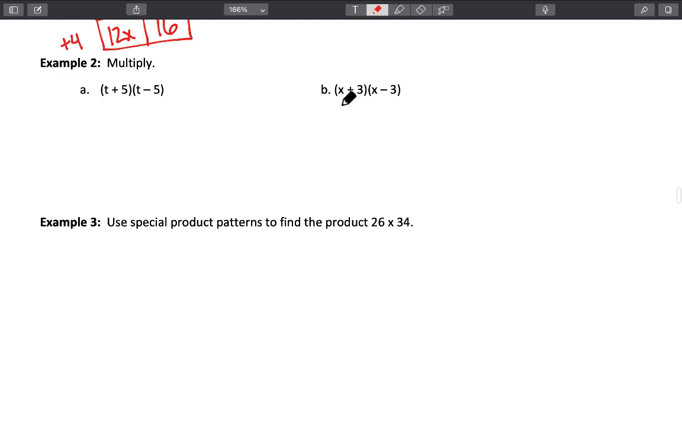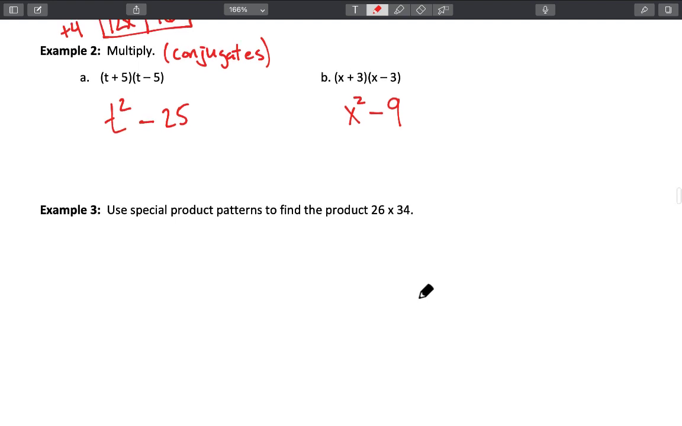In our next two, we have multiplying, and you'll notice that these are conjugates. Remember, conjugates have that middle term cancel out because they are additive inverses. So we end up with the first term squared, which is t squared, minus the last term squared, which is 5 squared, which is 25. Same thing for the next one: that's x squared minus 9.